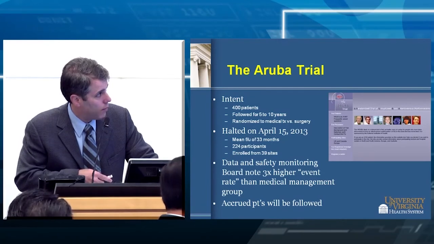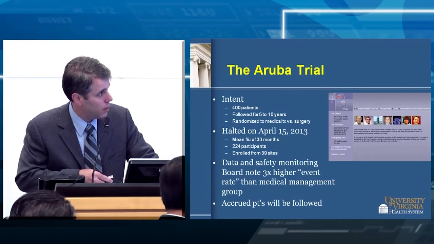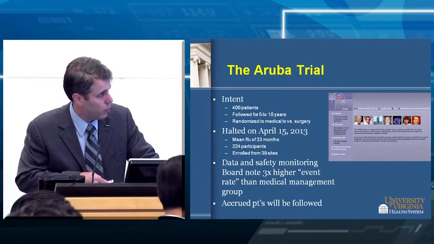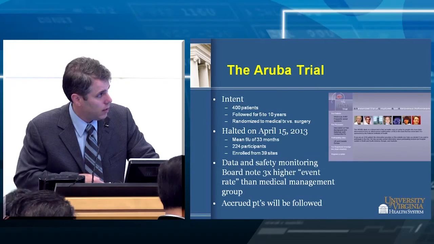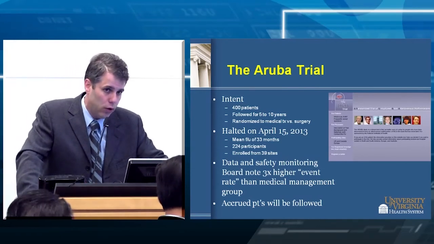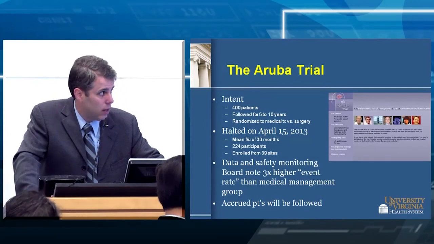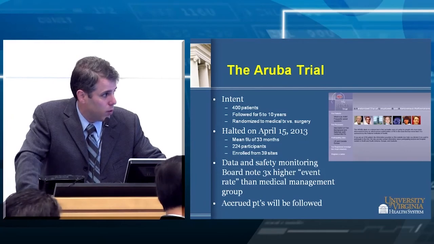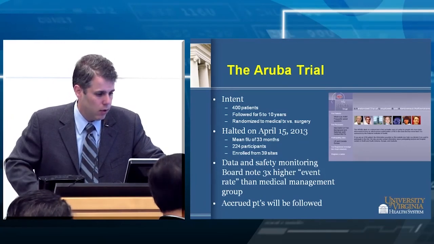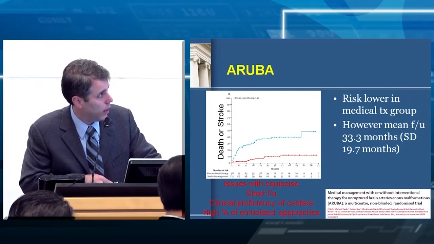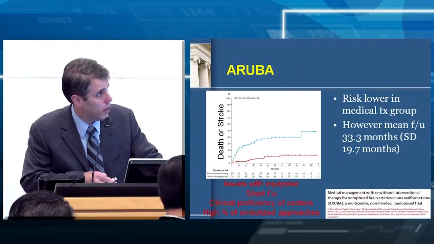Just about half the participants that they had intended to enroll were actually enrolled, and they were originating from 39 sites. And what they found was that the Data Safety Monitoring Board stopped the trial because there was a threefold greater risk of adverse events in the treatment arm than the medical management, conservative management arm. So this is going to continue to be followed. But you can appreciate here, again, the fact that there was lower risk in the medical treatment, but a very short follow-up.